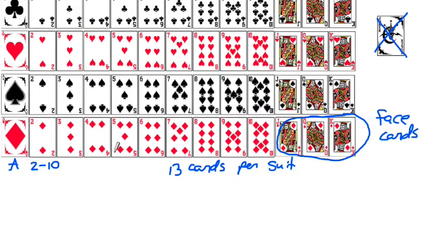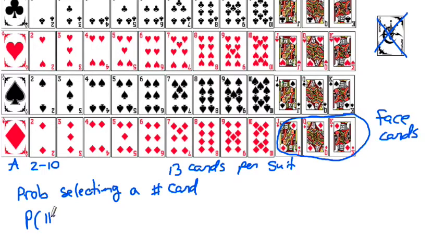The more complex ones would be how to play poker and which hand becomes the most powerful hand by being the least probable to happen. So for instance, if we're looking for the probability of selecting a number card, that would be the 2 through 10. How many number cards are there in a deck? If it's 2 through 10, that's 9 numbers, and that's 4 times 9, so that would be 36.